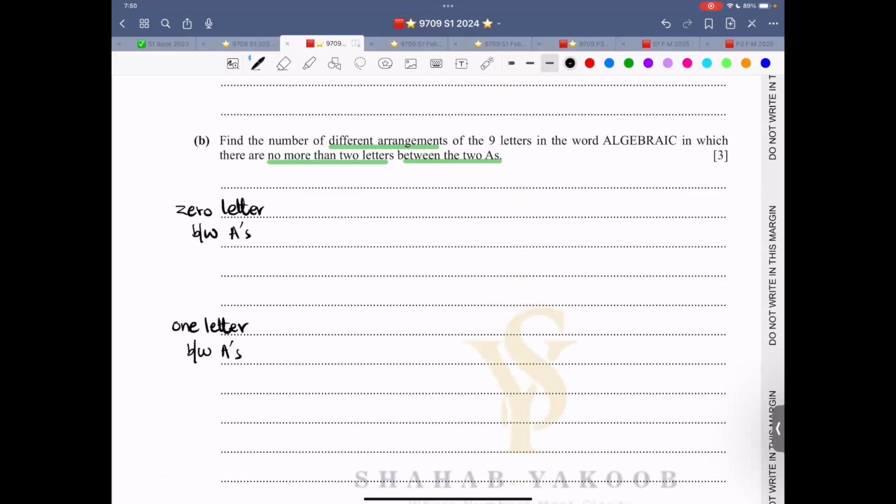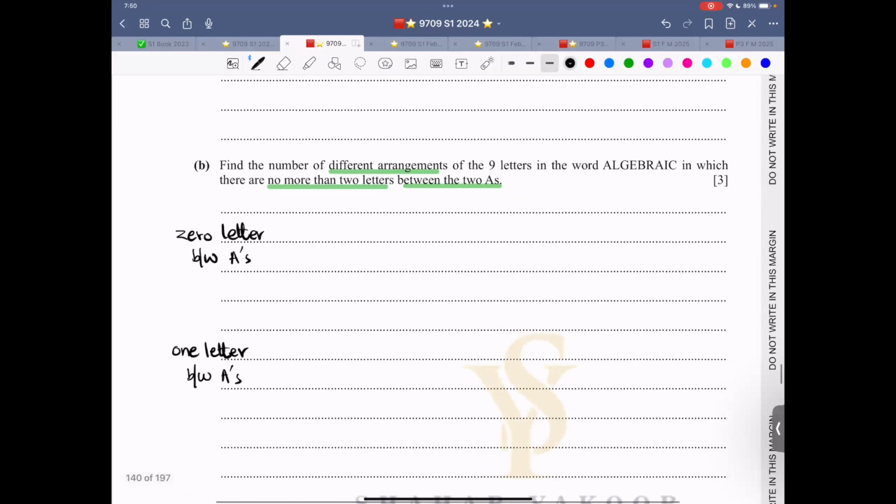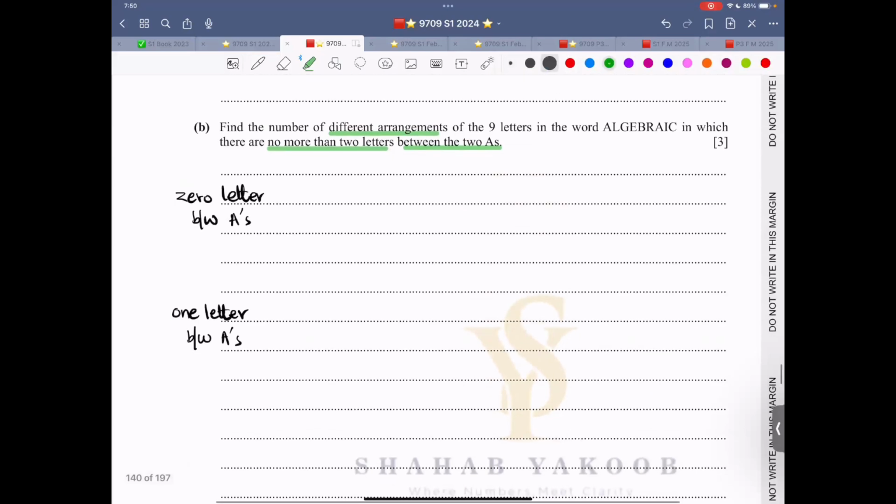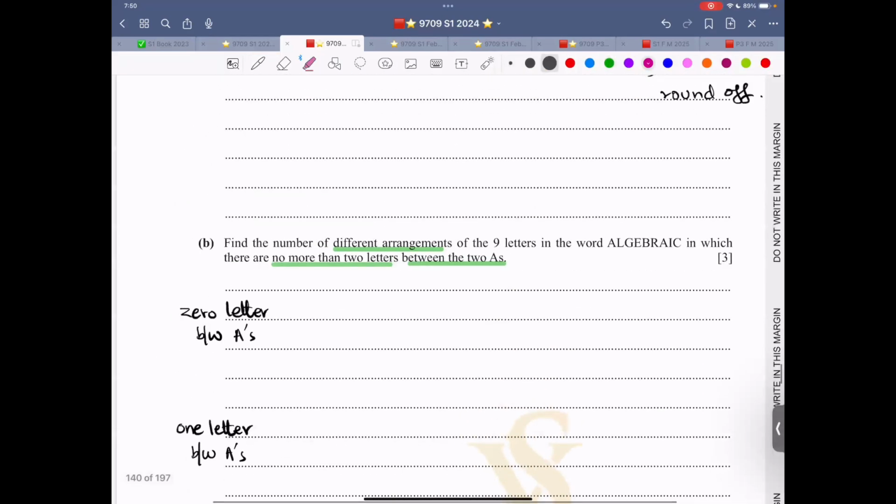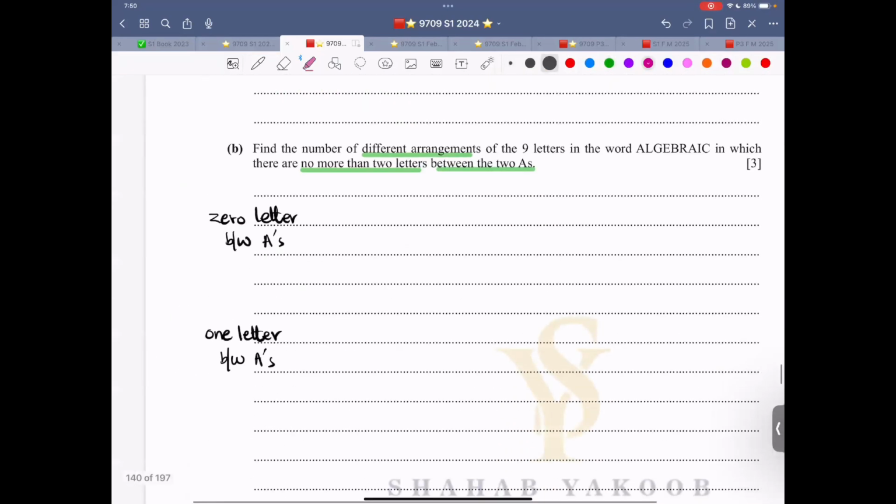Now, first of all, 0 letters between the 2 A's, that means the 2 A's are together. So now if the 2 A's are together, let me put them in a box. So this is the 2 A's together.